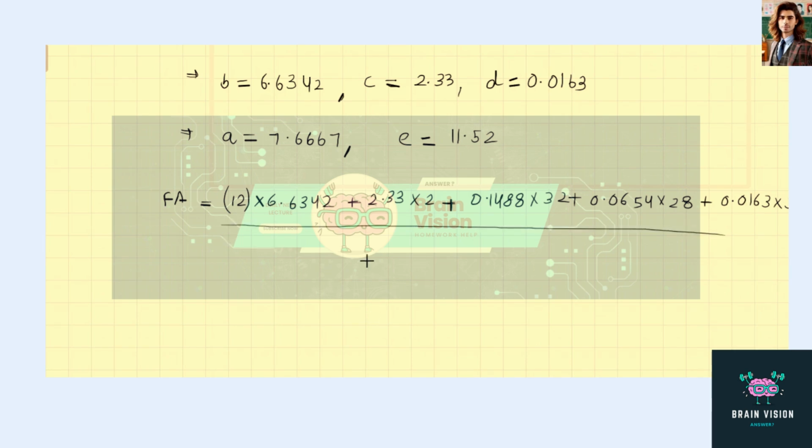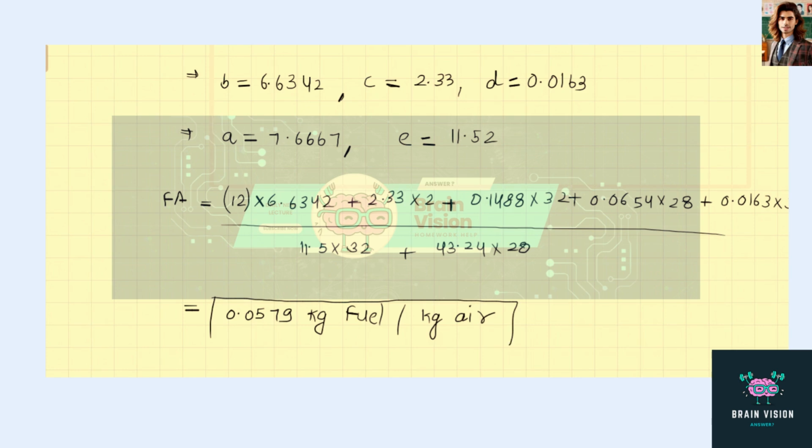divided by the mass of oxygen, that is 11.52 multiplied by 32, and for nitrogen that would be 43.24 multiplied by 28. So this will give the fuel air ratio as 0.0579 kg fuel per unit kg of air.